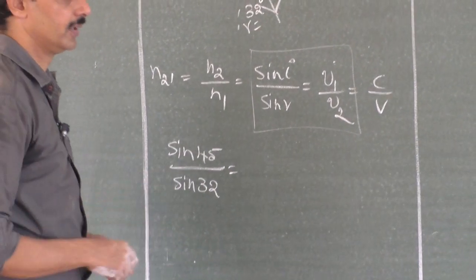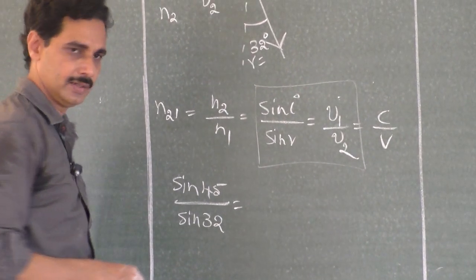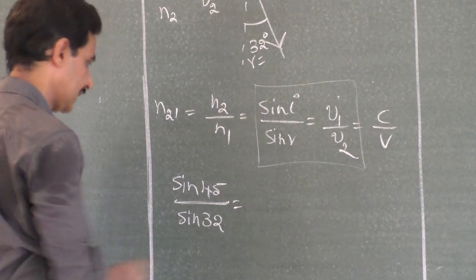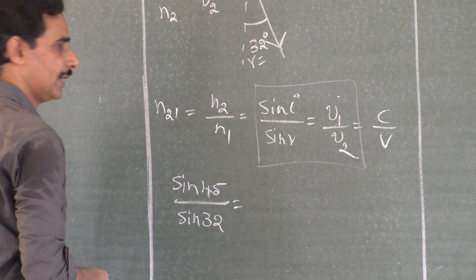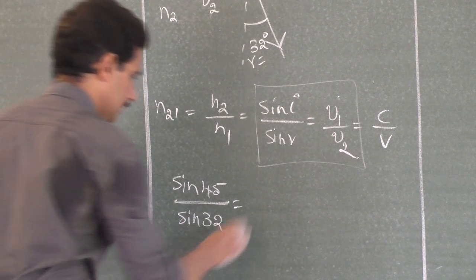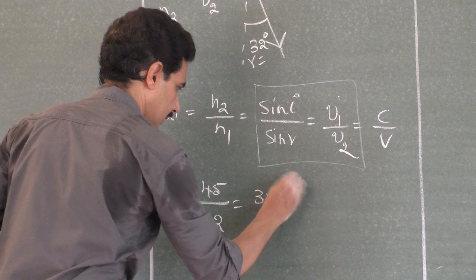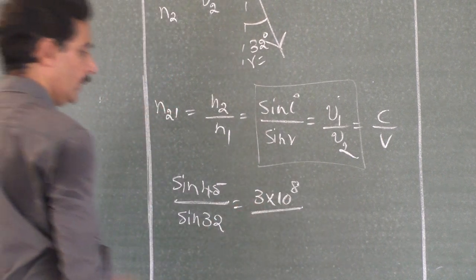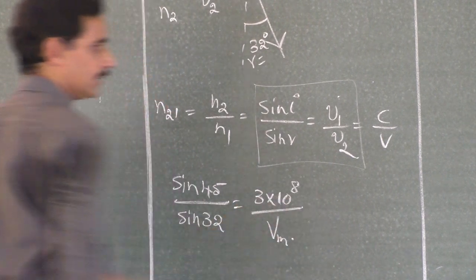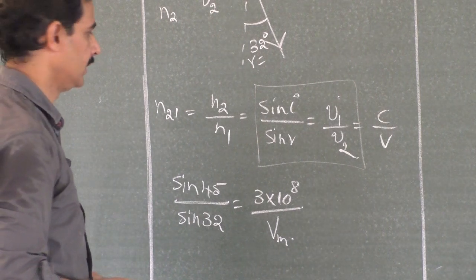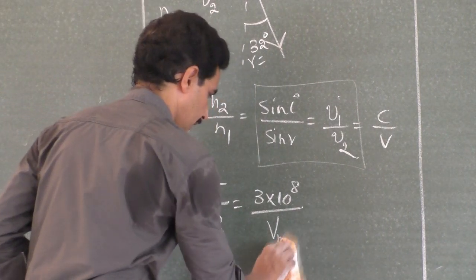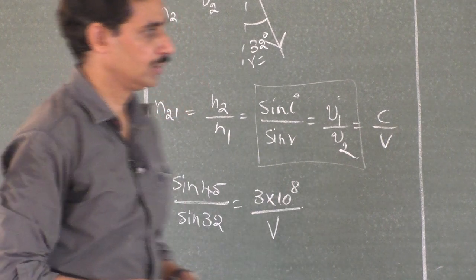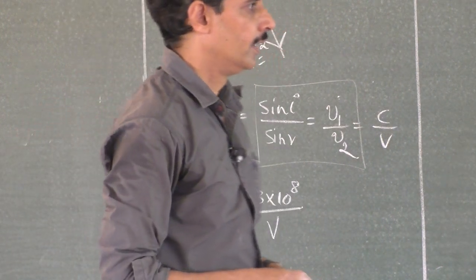So we will have to have the sine theta table. We have to have sine 32. So take a log table and be ready with this one. C is 3 into 10 to the power 8, the speed of light in the medium. Vm you can write, or you can simply write V. So we want sine 32. You have to go for sine 32.